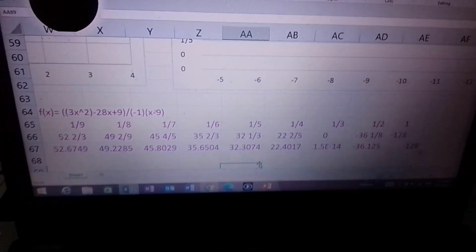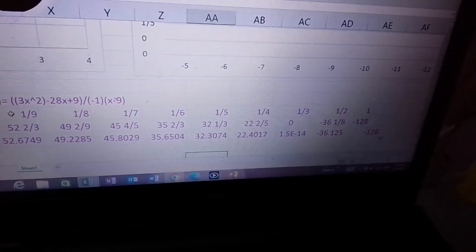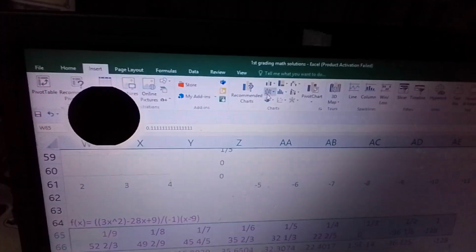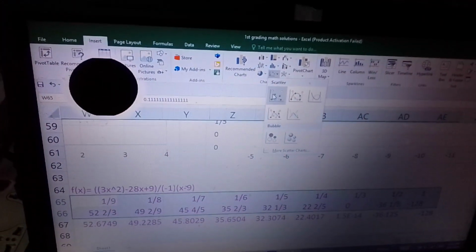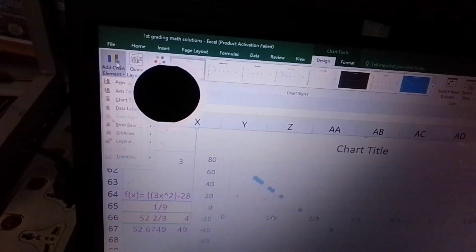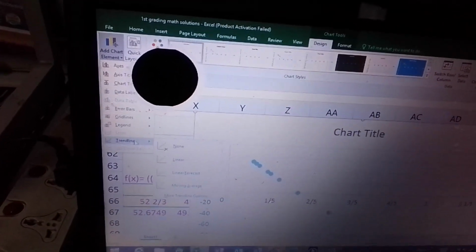Now, let's input this into the graph. To input this into the graph, highlight the entire cells, then click on the insert button, click on this one, straight lines, then this one. So, therefore, our graph should look something like this. And if you notice, it's more like a linear function. Add chart element, click on trend line, linear. Yes, just what I said, it's more like a linear equation.